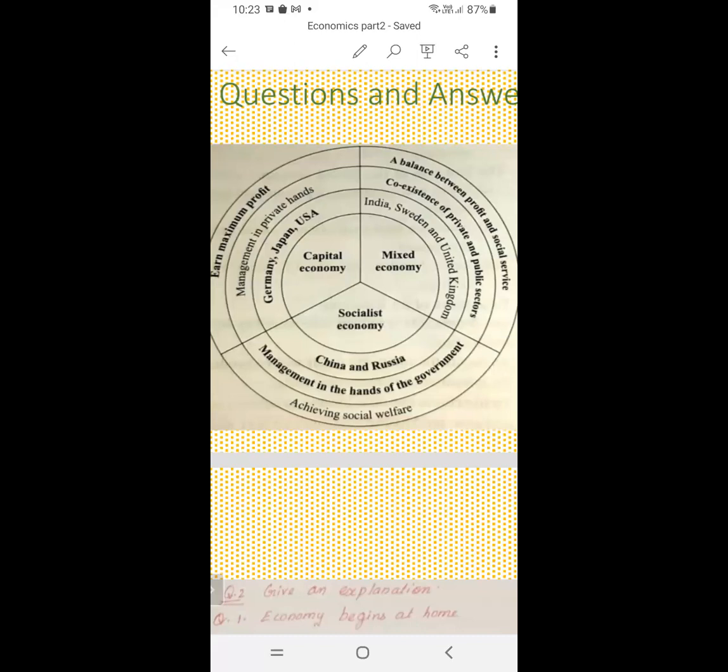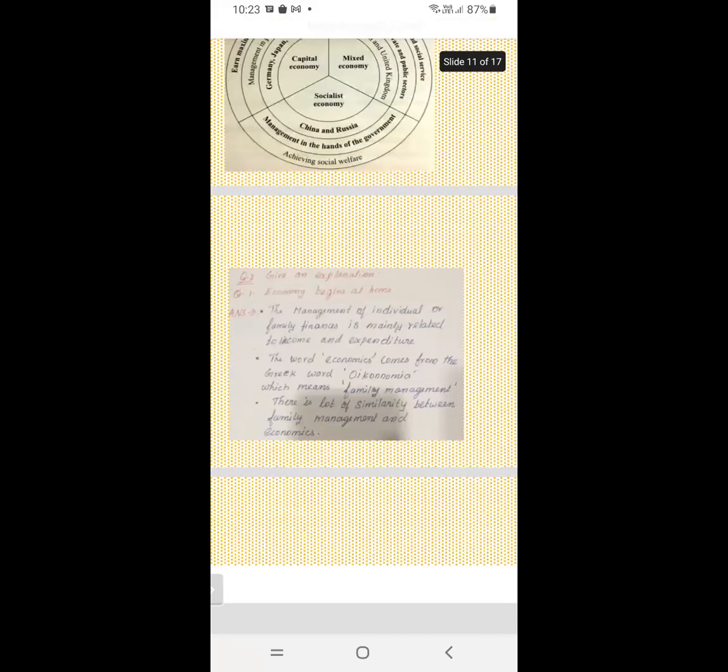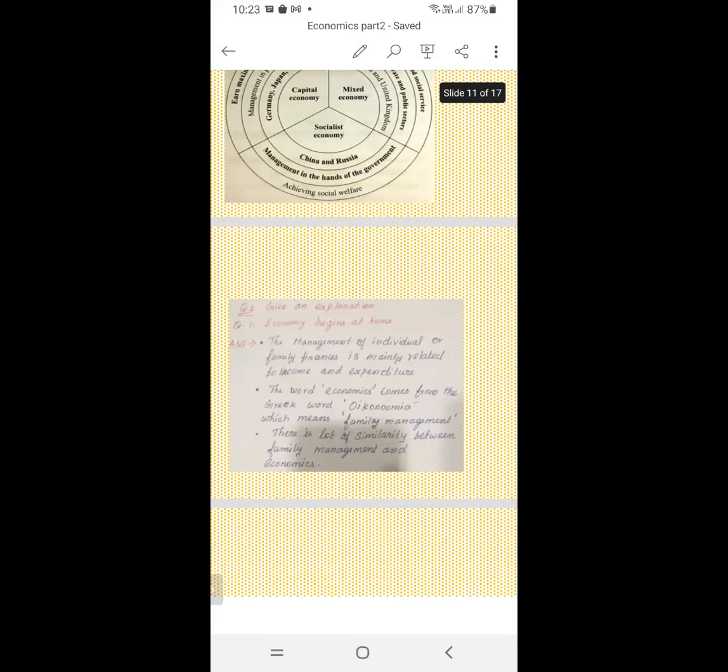The next one, give an explanation: economy begins at home. This is the three points. It is taken from your textbook only. Turn to page number 64.